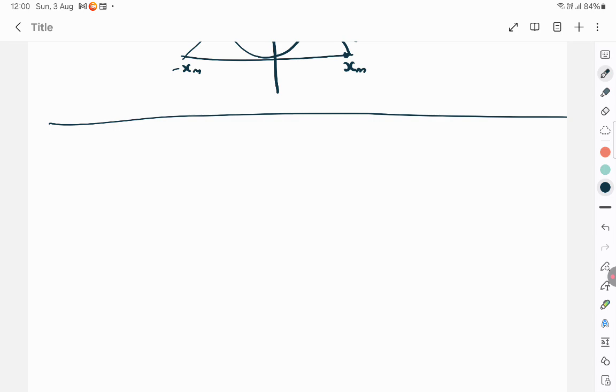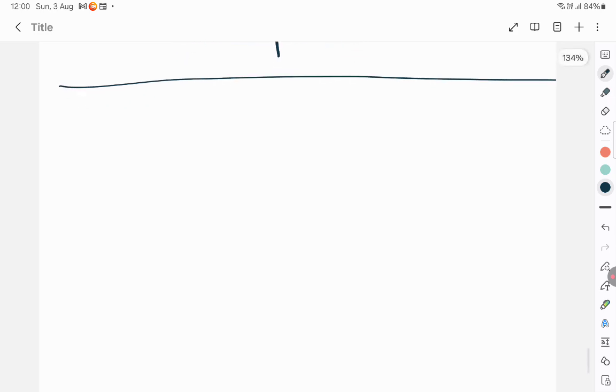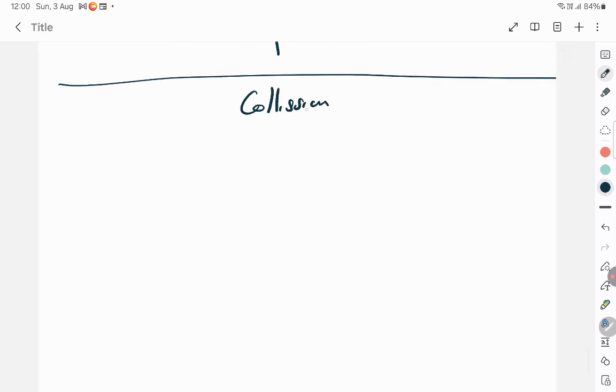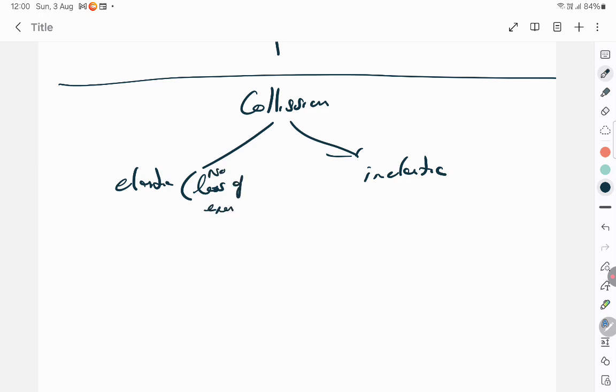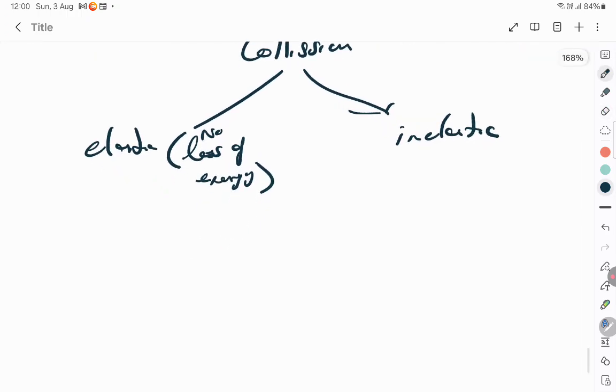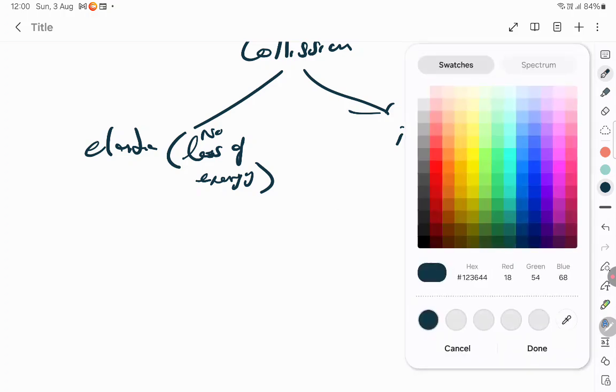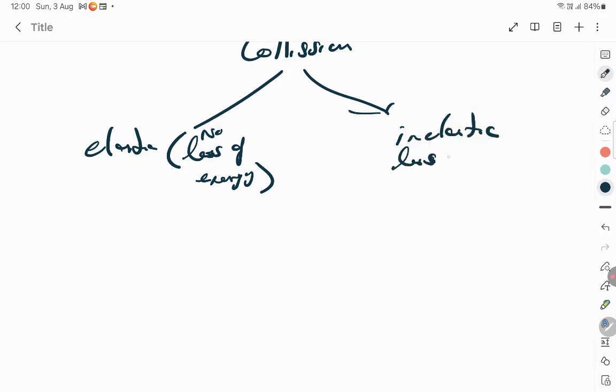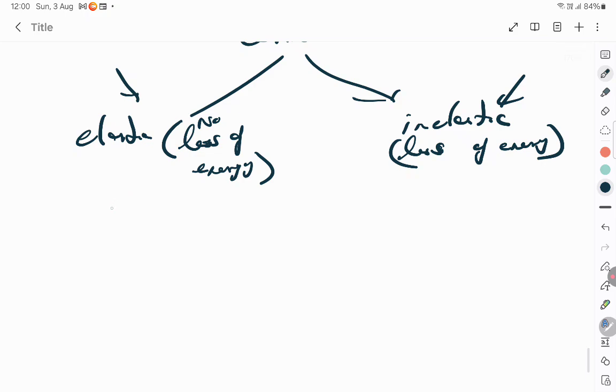Next, I have to do collision. Collision can be divided into elastic collision and inelastic collision. Elastic collision is one where we consider no loss of energy. How is it possible when something is colliding? Some sound energy will be created, friction will be there. But we are studying an ideal scenario, like the ideal gas in chemistry. Inelastic means loss of energy will be there. Energy is not conserved, whereas here energy is conserved. That's the basic difference between elastic and inelastic collision.